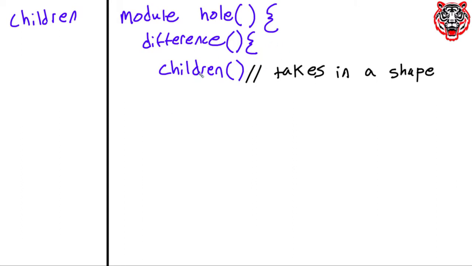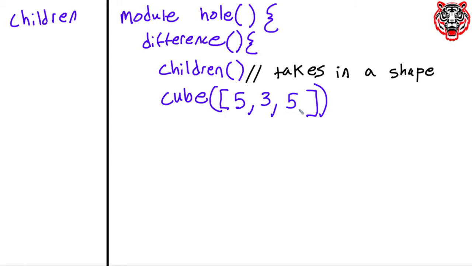All right, so we're going to do children, and then we're going to do a translation. Let's just do something simple. I'm not even going to translate. I'm just going to do a cube. And that cube will always be the same size over and over again. This cube is going to be 5 by 3 by 5, for example. And I think, do we need a semicolon here? I forget if you need a semicolon for children or not. And then I'm going to end my difference right here.